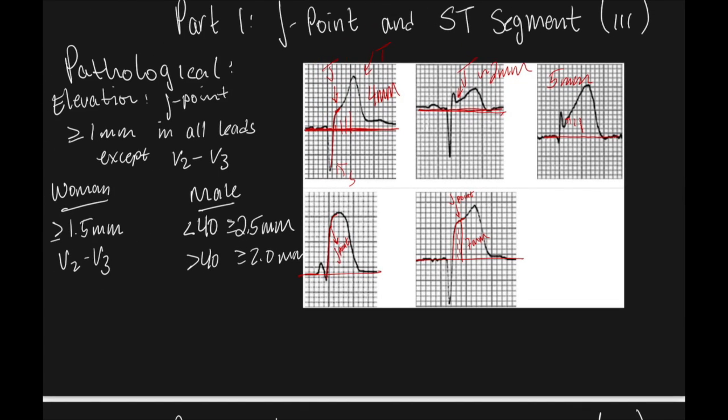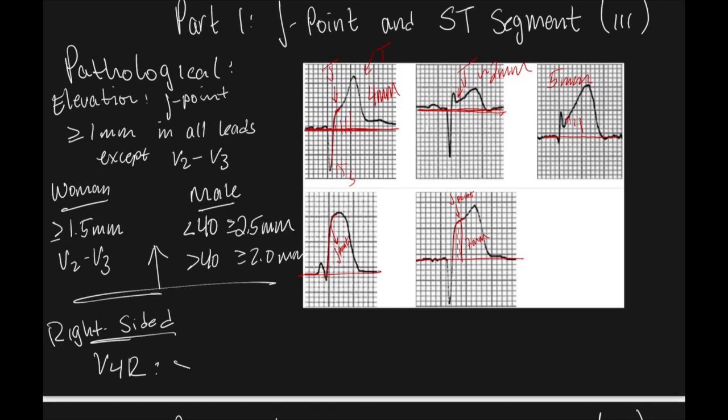Alright. Now, these numbers were for the standard 12 leads. That's the 12 lead that wraps around the left side of the chest to look at mainly the left side of the heart. Sometimes it's necessary to do right-sided 12 leads. And one of the voltage requirements that change in right-sided 12 leads is that we need in lead V4R to be greater than 1 millimeter of elevation.